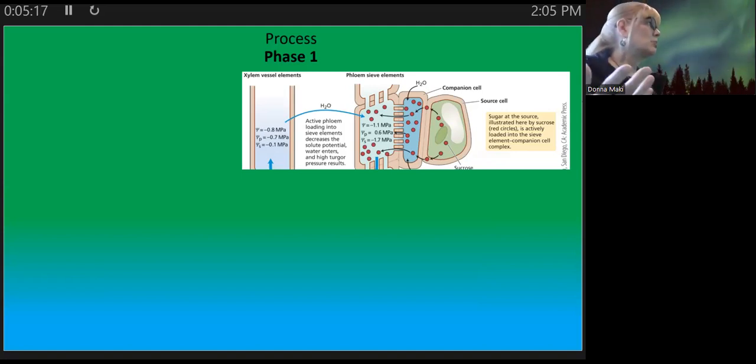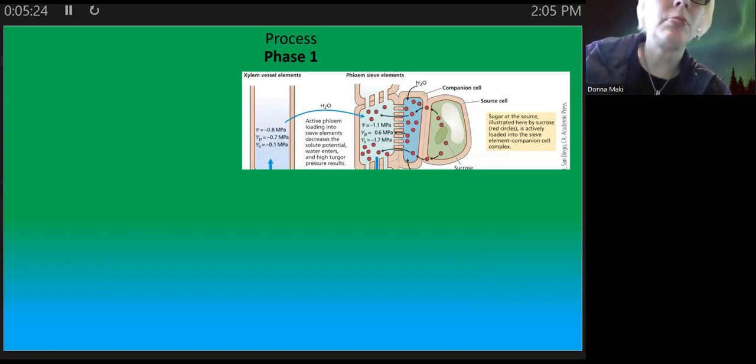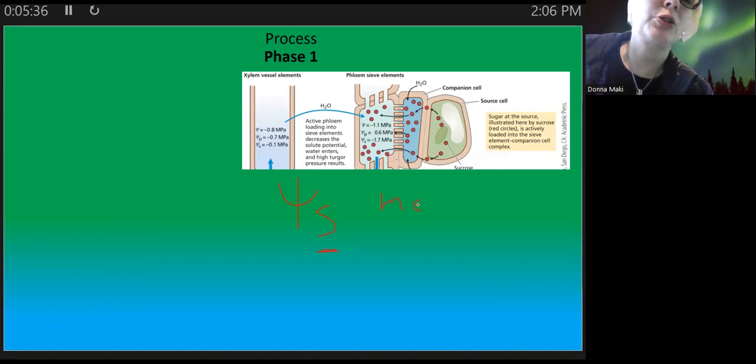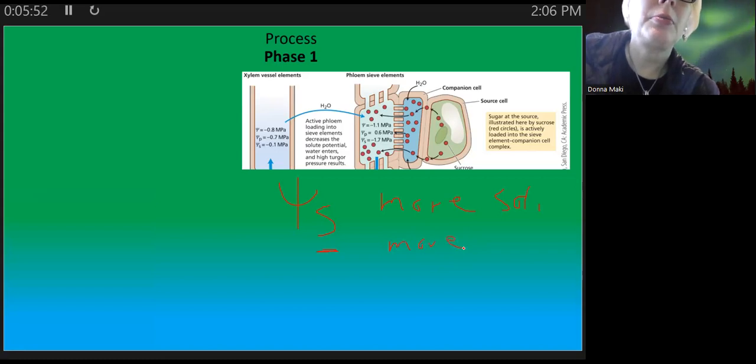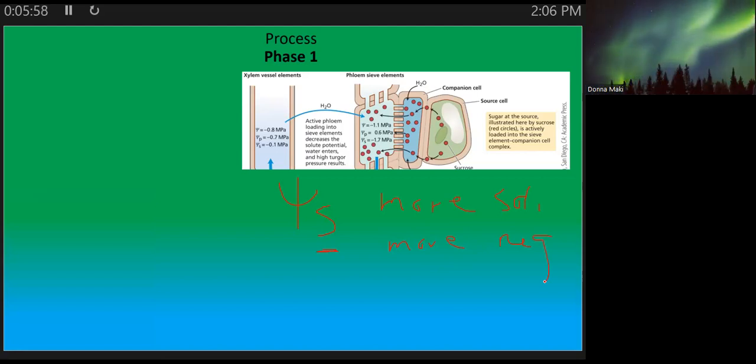Anytime you dissolve solutes in water, like sucrose, that drives your psi sub S to be more negative. That S stands for solutes. So more solutes, more negative. More solutes, more negative. Sorry, I can't spell and talk at the same time, clearly. Sorry for the sloppy writing. More solutes, more negative. So you see your psi sub S value has dropped to negative 1.7 megapascal.